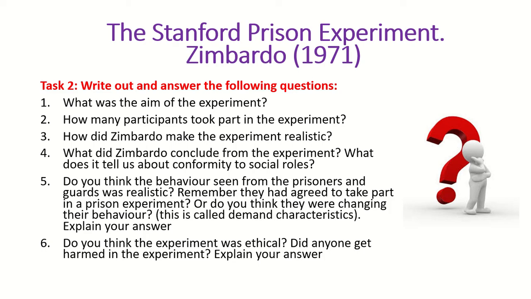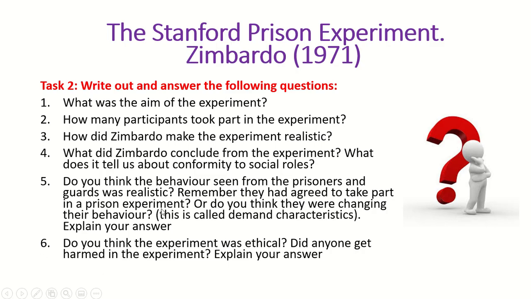What does it tell us about conformity to social roles? So did people conform to their social roles? Did they change their behaviour, and did they start to act like a guard or a prisoner? And then the next question, do you think the behaviour seen from the prisoners and guards was realistic? Remember that they had agreed to take part in a prison experiment, so they knew what was going on. Or do you think they were changing their behaviour? Do you think it was real behaviour, or do you think they were changing their behaviour to please Zimbardo and play up to that particular experiment? And this is something called demand characteristics. So just have a think about that question.